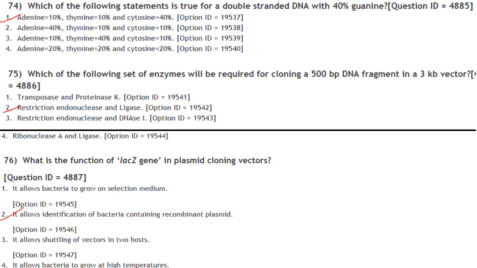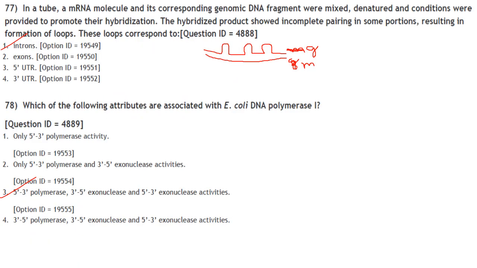Which of the following set of enzymes will be required for cloning a 500 base pair DNA fragment in a 3 kb vector? So it is restriction endonuclease and ligase. Answer is option 2. So what is the function of lacZ gene in plasmid cloning vector? So it allows identification of bacteria containing recombinant plasmid. Answer is option 2. Then in a tube, mRNA molecule and its corresponding genomic DNA fragments are mixed, denatured, and conditions were provided to promote their hybridization. Okay, so mRNA and DNA molecule, they are mixed in a tube and they are allowed to hybridize.